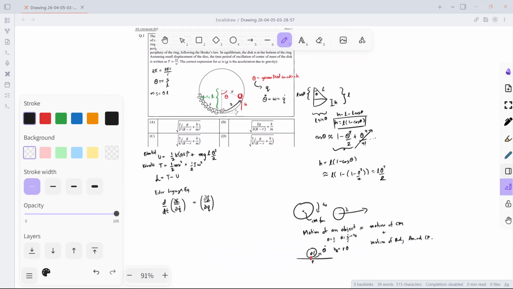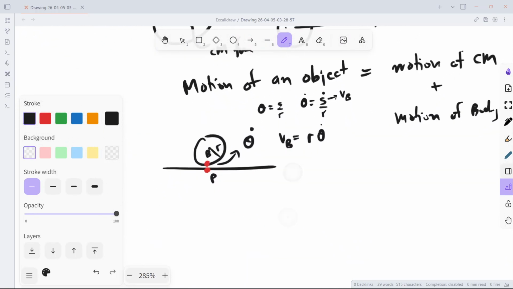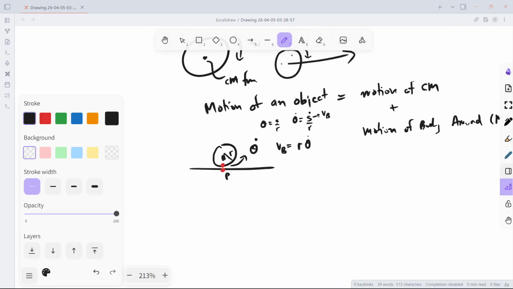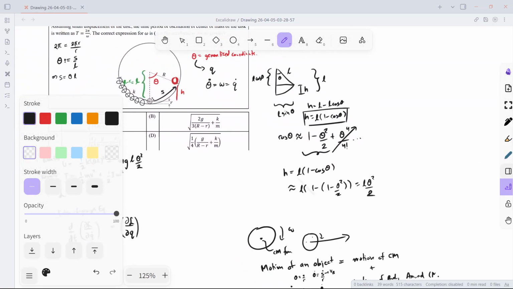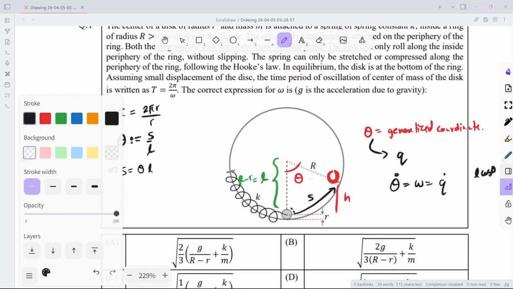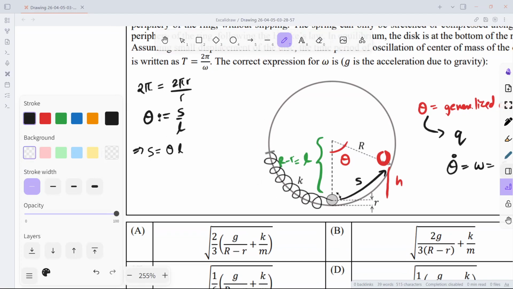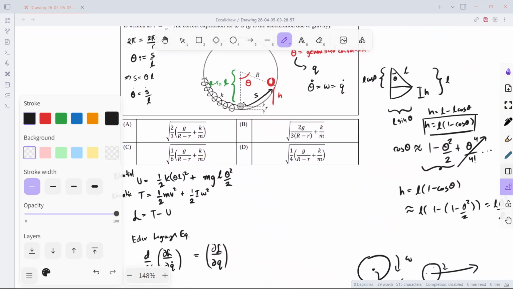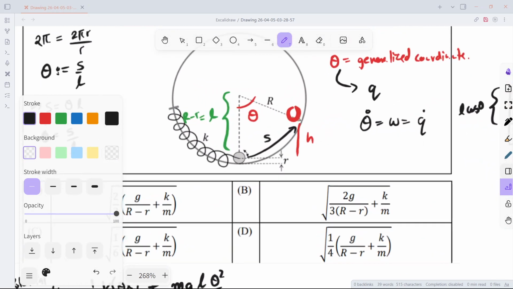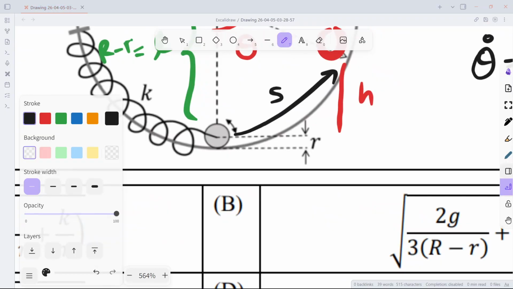Let's see. So what's the ground velocity? It's traversing, what's its velocity here? It's theta dot equals s dot over L. Okay. So that's the velocity, it's going this way.